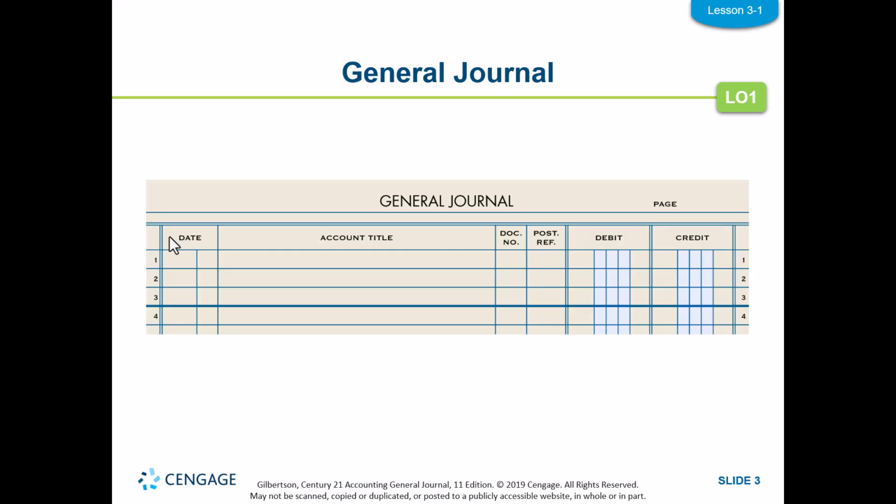Here's what a general journal looks like. Obviously, we have the title at the top. We have the page number, top right corner. Then we have our date column. We have a column for our account titles. We'll be using our document numbers. Later on, we'll come back and use that post ref or posting reference. And then we have a spot for our debits and our credits. Obviously, we see our debits are on the left and our credits are on the right. Our debits always come first.